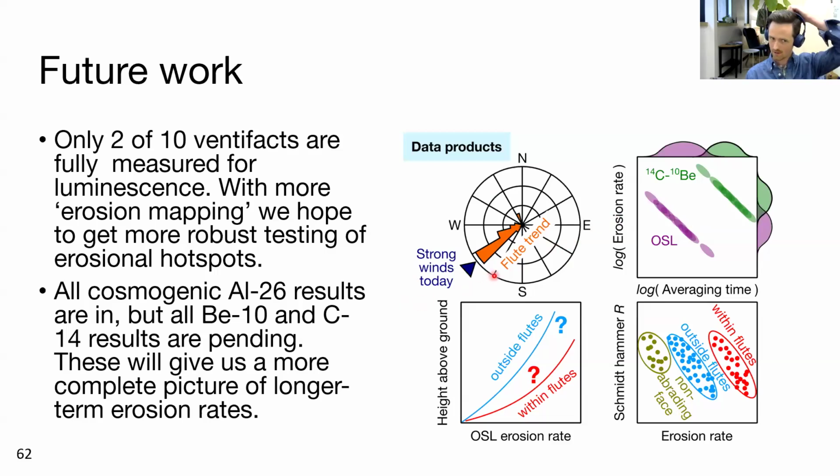We're going to try and correlate with wind direction, see whether with some of these ventifacts we have systematic trends of erosion rate with height, inside and outside of flutes. We're going to be looking across time at how these cosmogenic and luminescence-based erosion rates are evolving, and then ask if we have a relationship with hardness. On the ventifact that I showed you earlier, not so clear that we do.